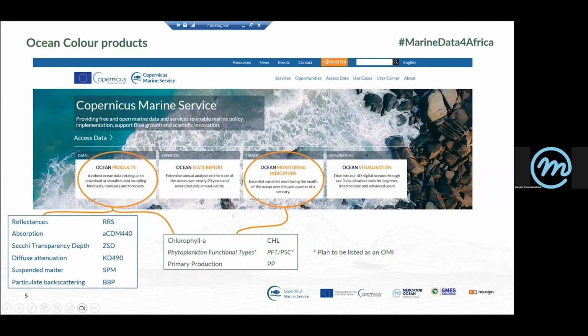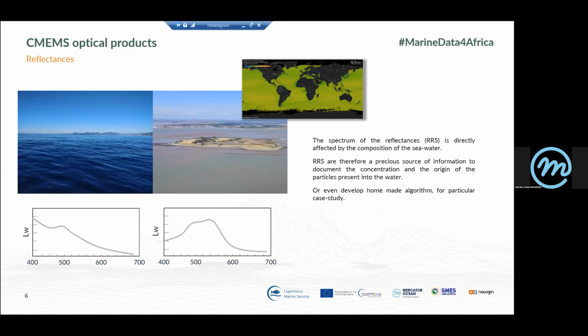So first, on the optical product, as we saw before, the reflectances correspond to the ratio between the upwelling irradiance and the downwelling irradiance. The upwelling radiance is directly affected by the seawater composition, as you can see on these two pictures.